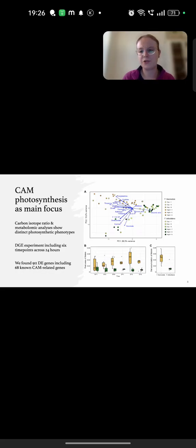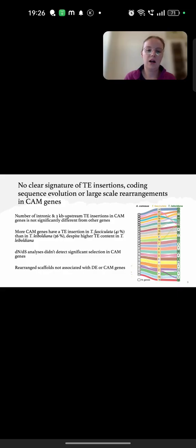Our differential gene expression analysis found 911 genes differentially expressed between species in a 24-hour cycle, and this included 68 previously described CAM genes. So now we have a subset of candidate genes that are linked to CAM evolution, and we wanted to know if these genes in particular were characterized by some of the genome diversity or variation that we had already seen in the two plants. But for at least the first few that I'm showing here, we couldn't really find a clear signal.